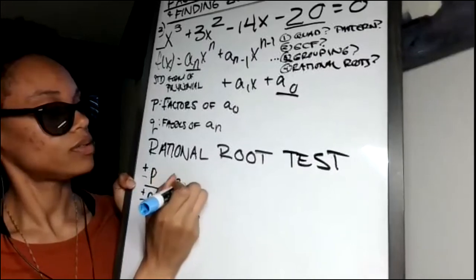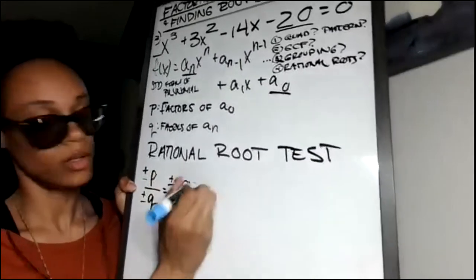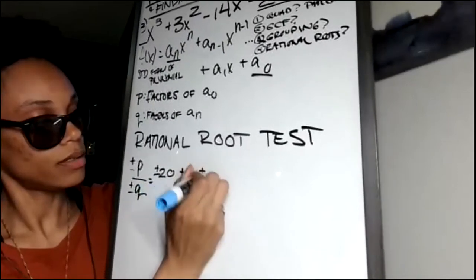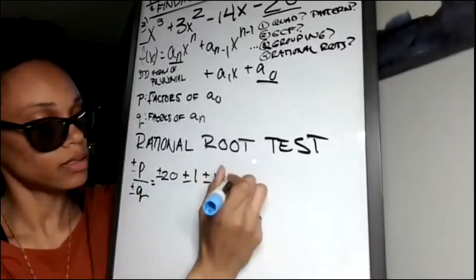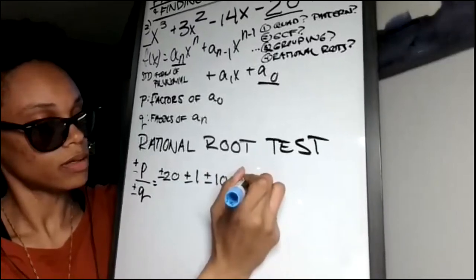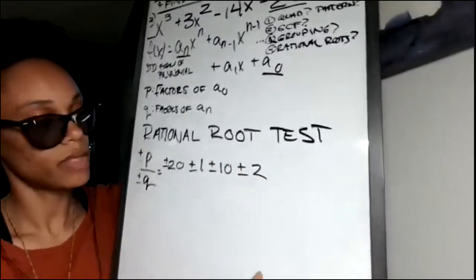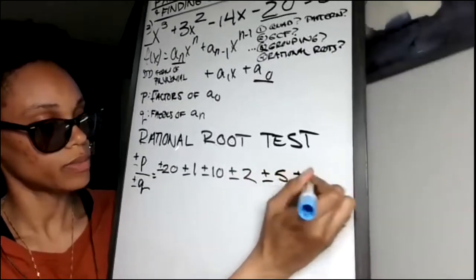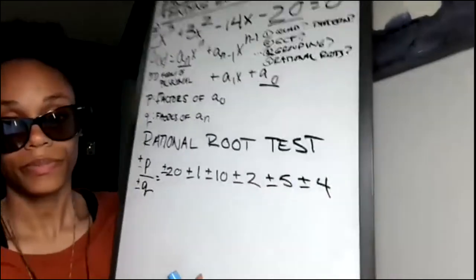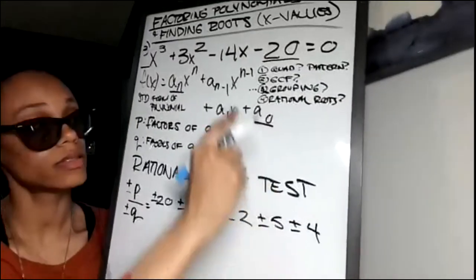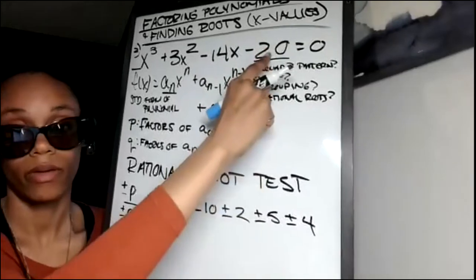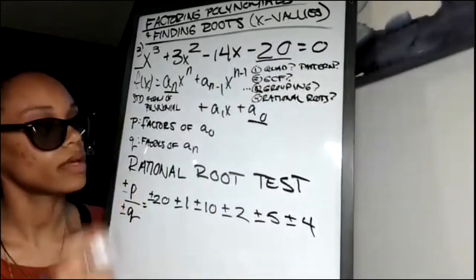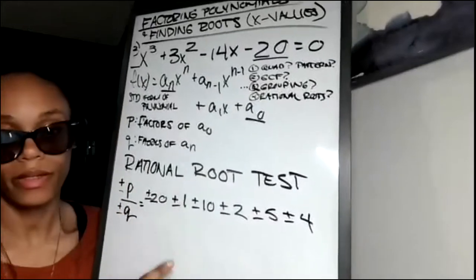So we'll look at these factors of 20. What are the factors of 20? We have plus or minus 20, and 1, plus or minus 1, 10, plus or minus 10, plus or minus 2. And what, 5 times 4? So plus or minus 5, and plus or minus 4. These are all the factors of A_0, all the factors of negative 20. Plus or minus values of each.